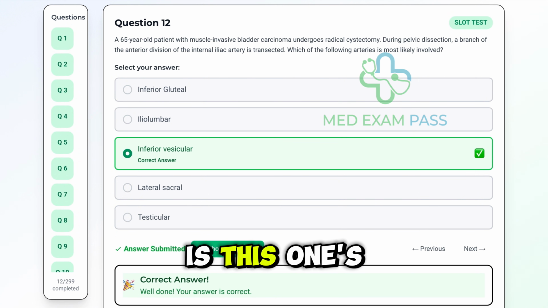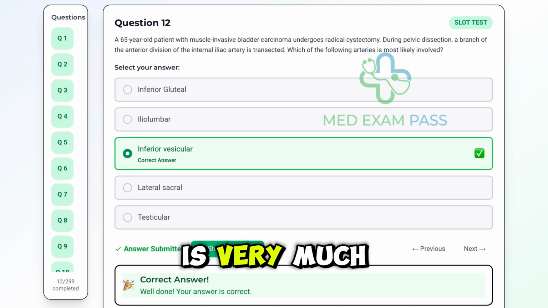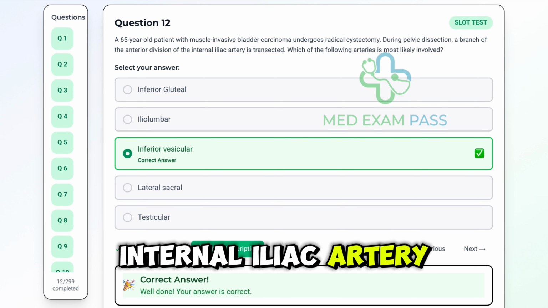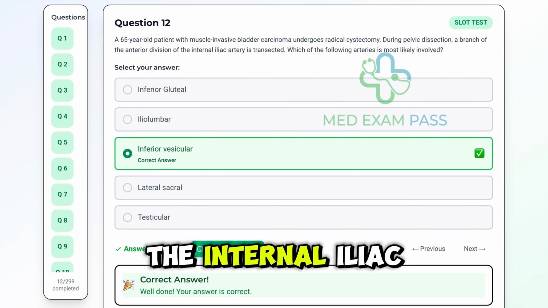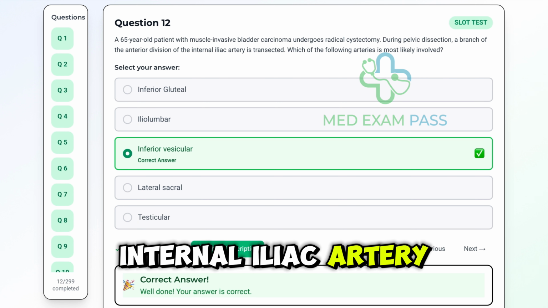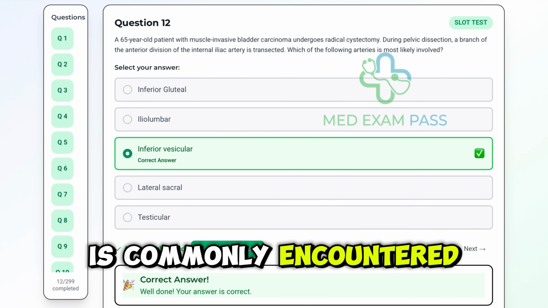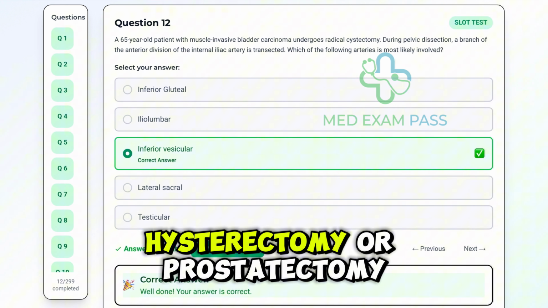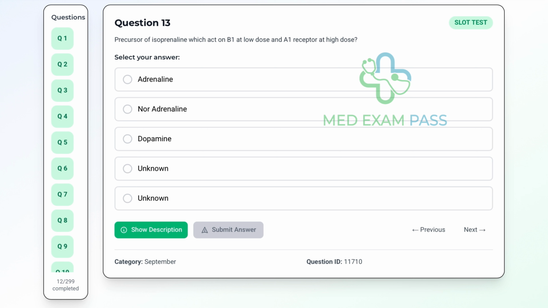So the summary is this: the uterine artery is very near to the internal iliac artery, and the ureter is very near to the internal iliac artery. On the anterior division of the internal iliac artery, the uterine artery or vesical artery is commonly encountered during either hysterectomy or prostatectomy. Next question.